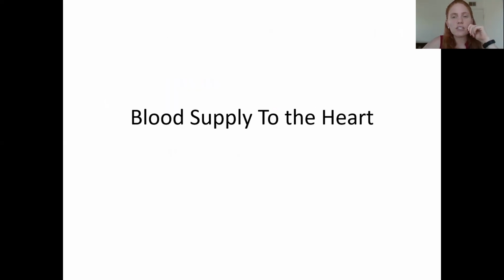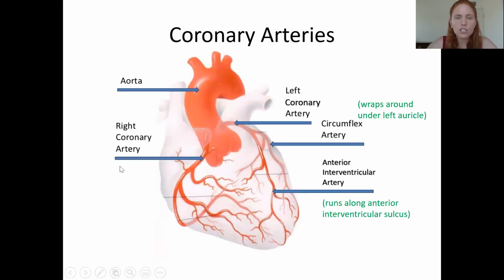Okay, now let's talk about some of the blood supply to the heart itself, because remember the heart is a tissue and especially metabolically active tissue because of that cardiac muscle. So it needs its own oxygen and nutrients, so you need to be able to bring blood to the heart itself. Okay, so let's look at this one right here.